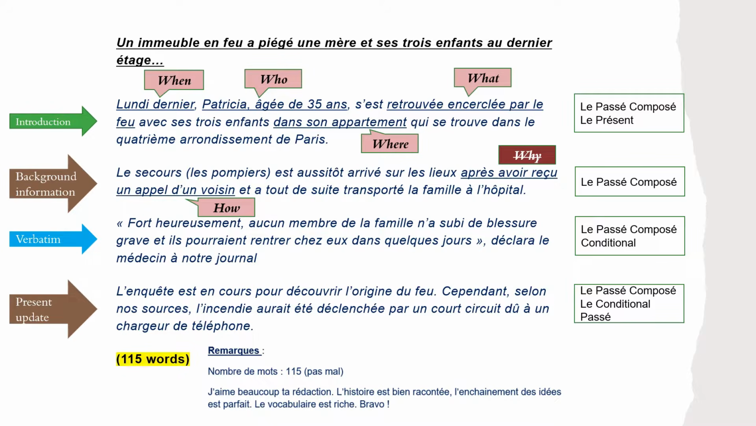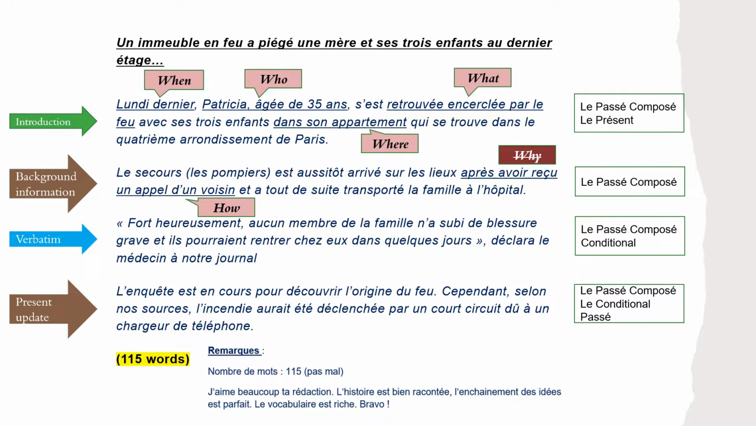Now, in the next example, so basically there is a building which has got fire, and there is a lady along with three children stuck on the last floor of the building. Like previous two examples, I'm using introduction with four W's, in which I'm saying that last Monday, Patricia, I'm just giving a name to this lady who is 35 years old, found herself in the middle of the fire with her three kids in her apartment, which is in the fourth arrondissement de Paris.